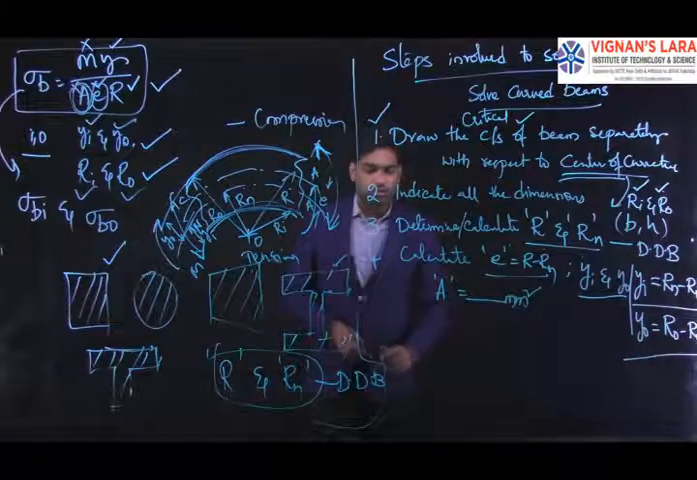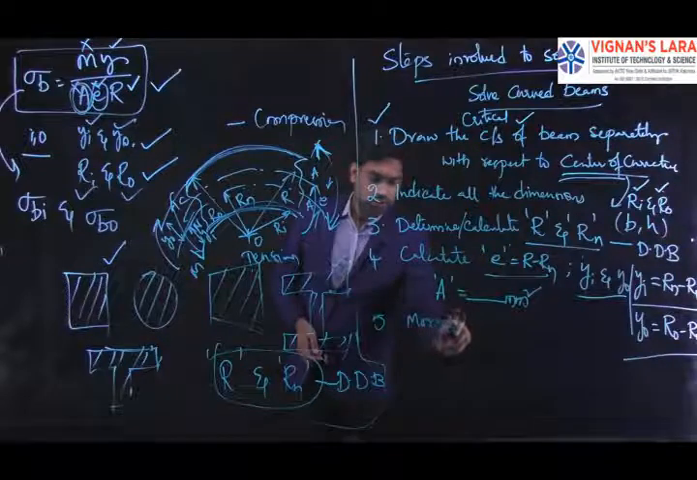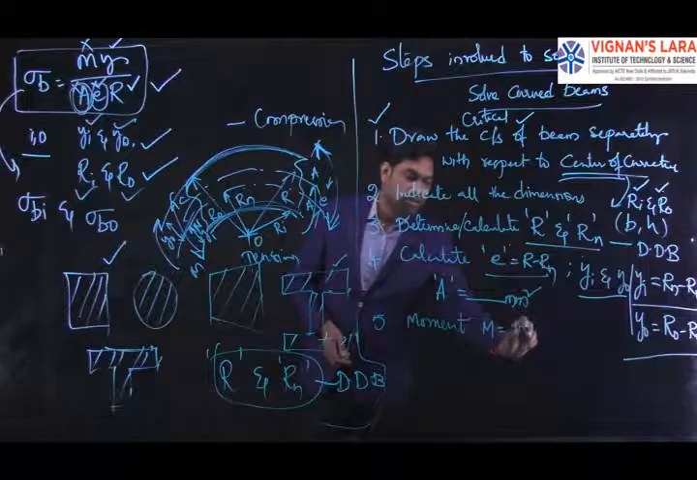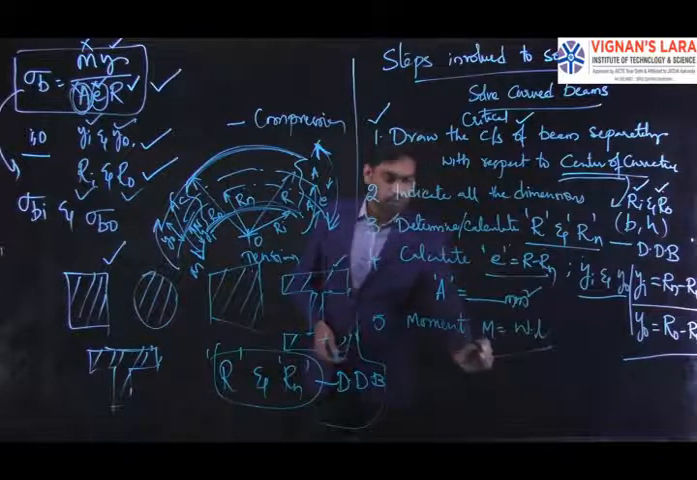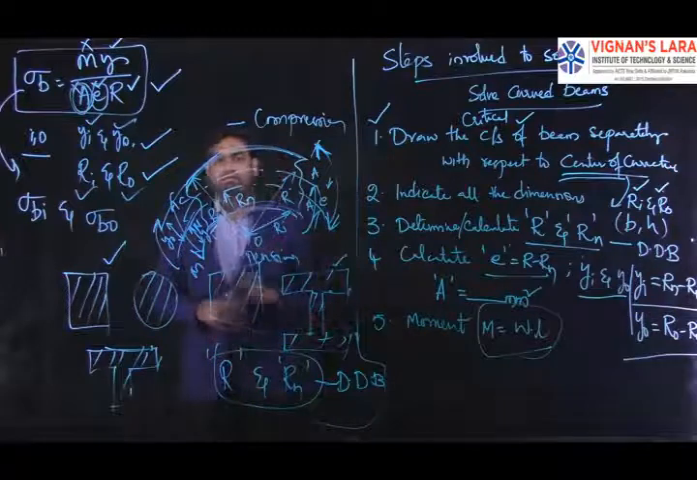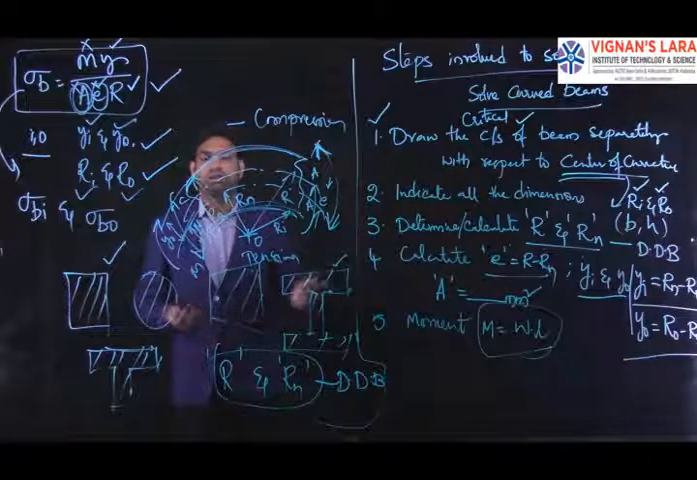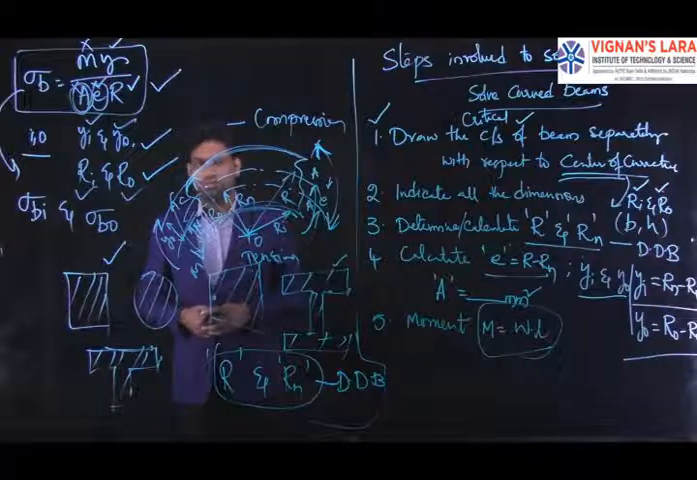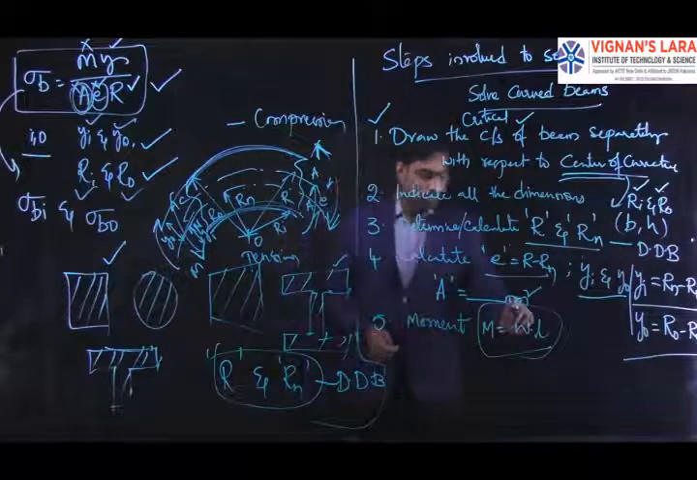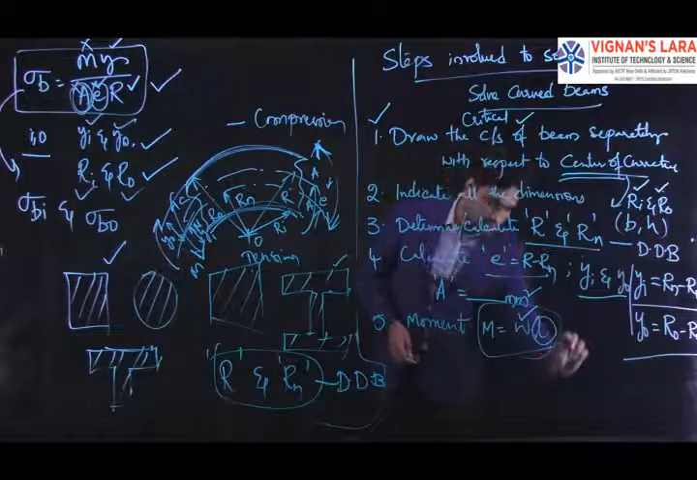After finding all the values in step number 3, we need to find out the bending moment acting at the critical cross section, that is M is given by W into L. Here W is the load acting on the frame or the beam, either a crane hook or a frame, such as a C type frame. W is the load acting on it, but L is a perpendicular distance.